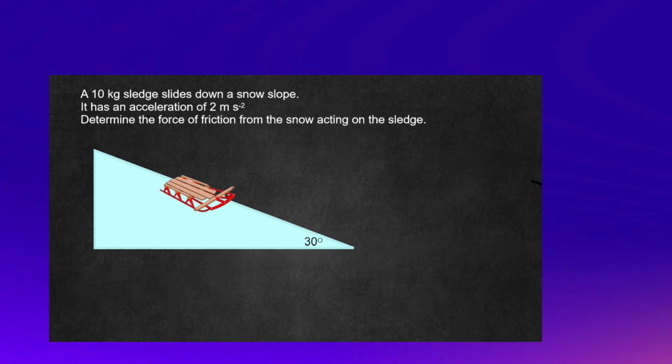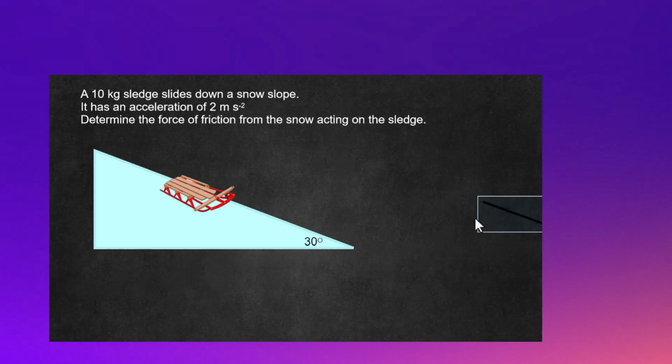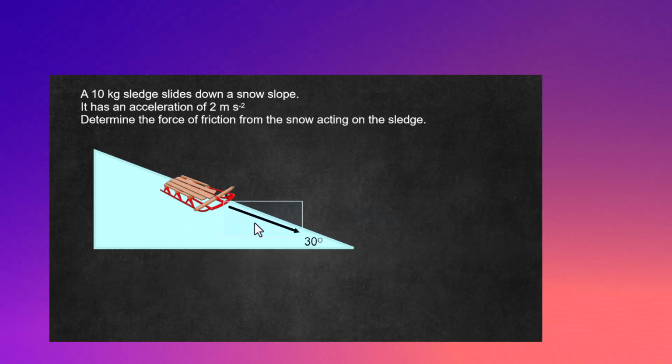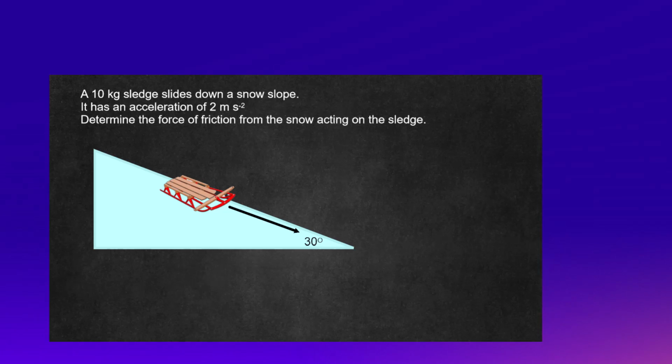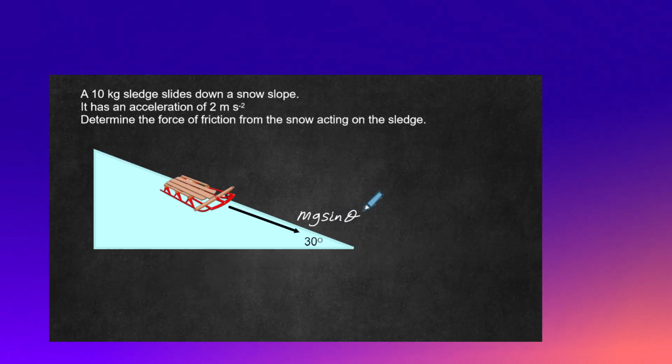So we know the two forces acting on the sledge. We know that it's going to be the component of weight acting downwards, and that's always going to be equal to mg sine theta. So we can work that out. Mg sine theta, the component of weight acting down the slope, that's the force that takes things down a slope, is always equal to mg sine theta.